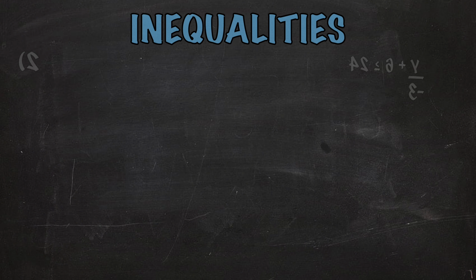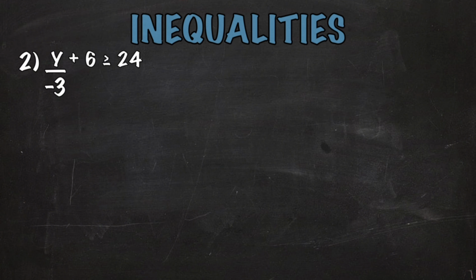Now let's move on to number 2. We have y divided by minus 3 plus 6 is greater than or equal to 24. In order to isolate the variable y, we must use the inverse operation method to undo the operation. The first step would be to get rid of the plus 6, and the inverse of that would be minus 6. So we have to subtract 6 from both sides of the inequality, since whatever you do to one side of the inequality or equation, you must do to the other side to balance it.